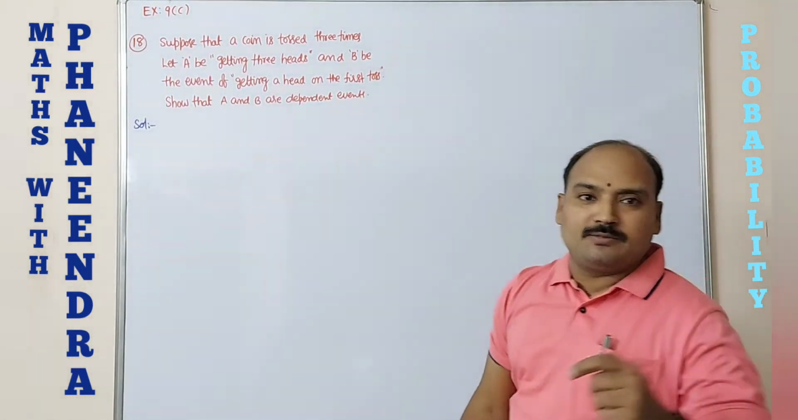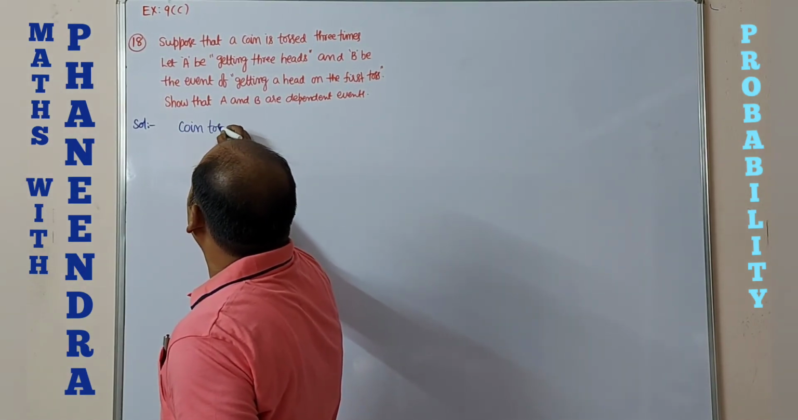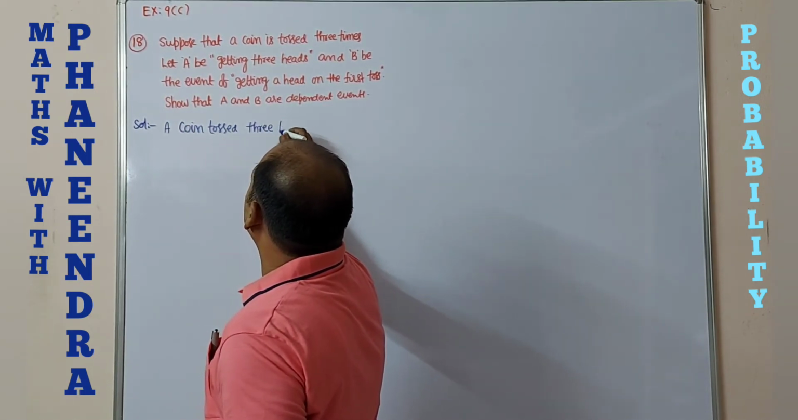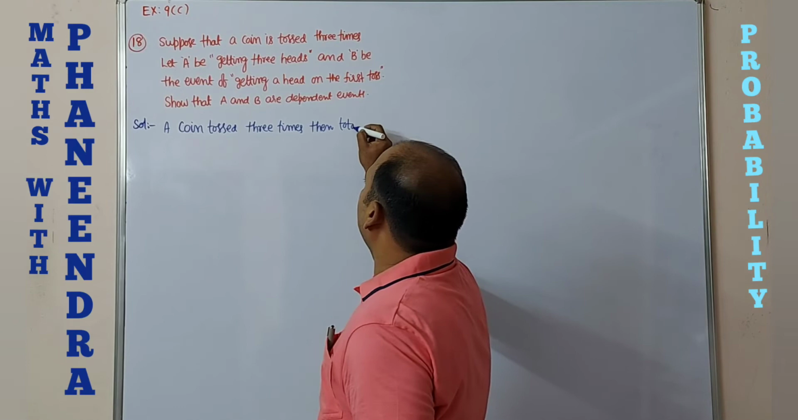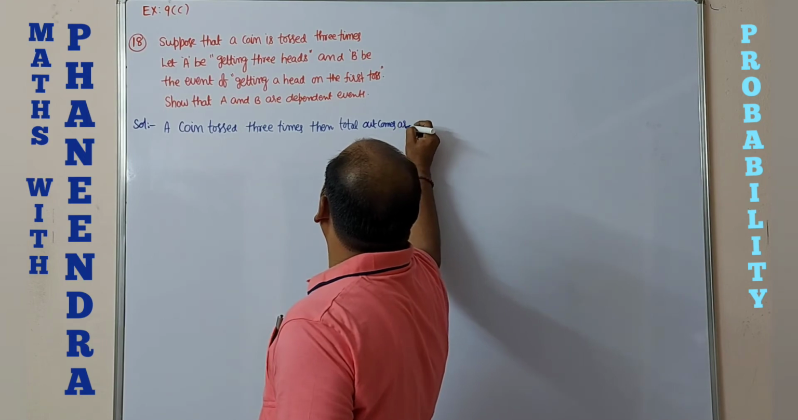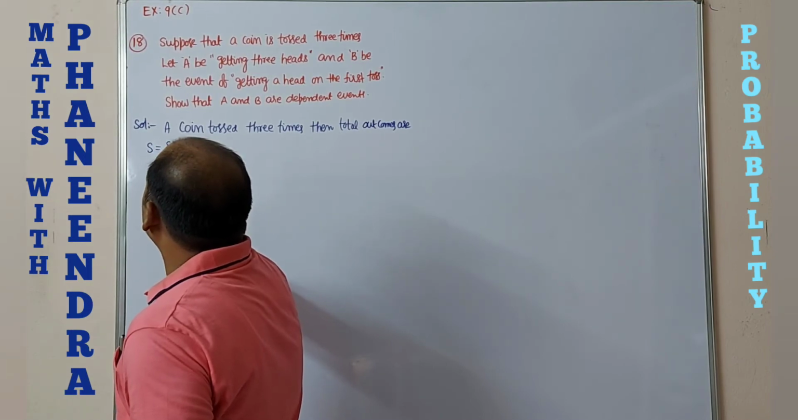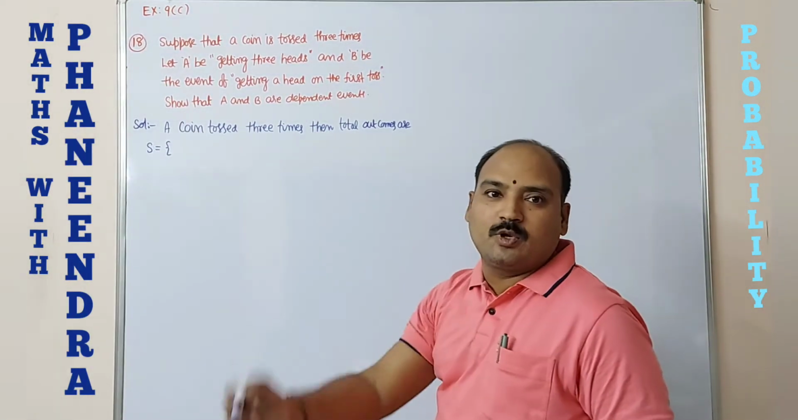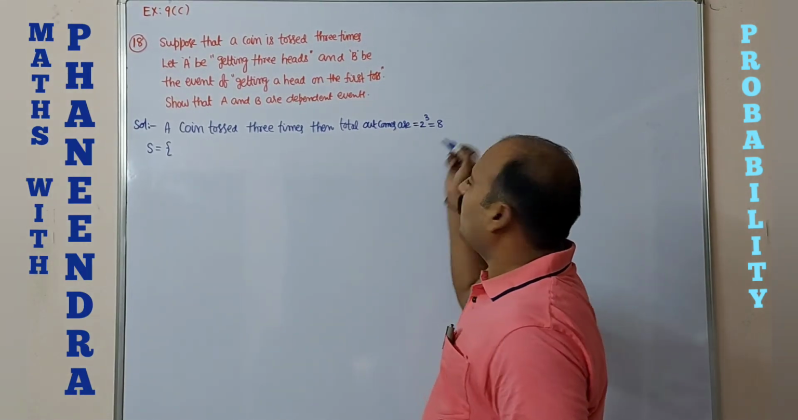Coin tossed 3 times. Then total possible outcomes. Total outcomes are S is equal to, observe carefully, dear students. Generally, 3 tosses of a coin will be there. 2 power 3, that is equal to 8. What are the 8 possibilities?